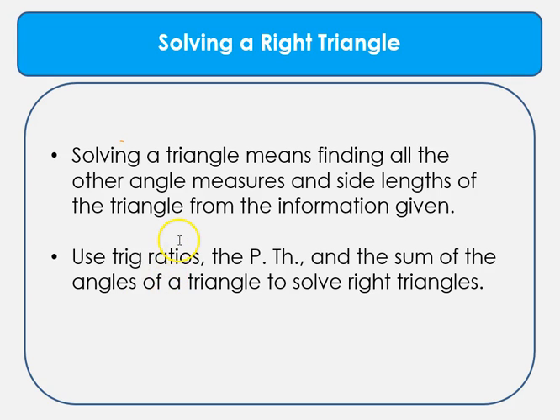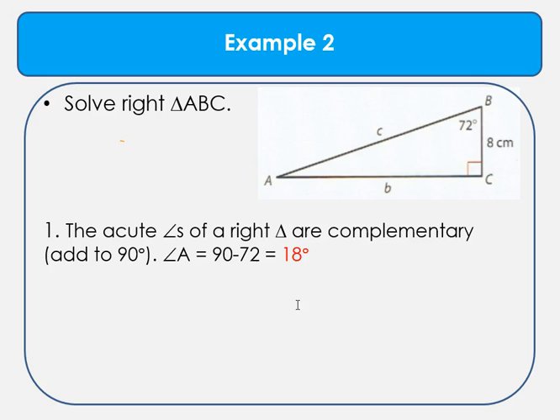So when we actually go to solve a right triangle, that means that we're finding all the other angle measures not given and the side lengths that were not given. So if you have information given, you'll use that to solve for everything you don't know. We'll use a variety of trig ratios, the Pythagorean theorem, and the sum of the angles of a triangle postulate to solve right triangles. So let's try some.